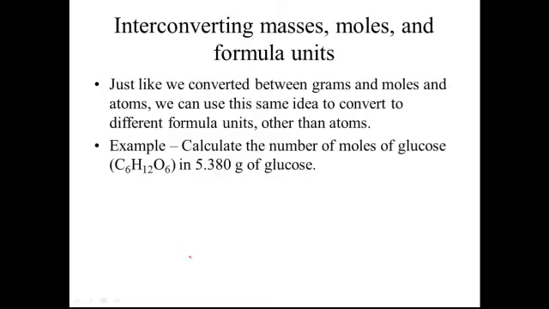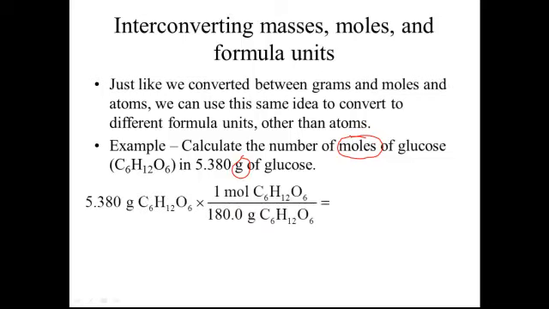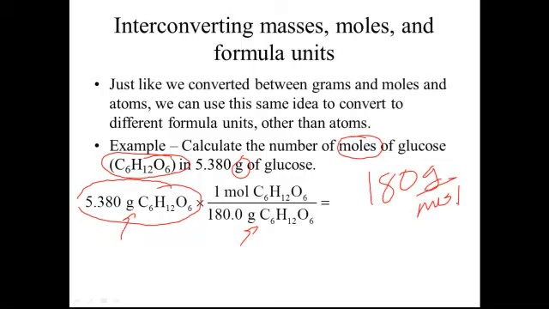Our first thing that we're going to set up is we're starting with grams, and we need to get to moles. When you convert grams to moles, you're using the molar mass of glucose, which we've already found earlier. Notice here we've got our 5.380 grams of glucose. You always start with the information that they give you. And then we want to cancel our grams, so we're going to put grams on the bottom. When we use that molar mass of glucose from the periodic table, remember we said it's 180 grams per mole.